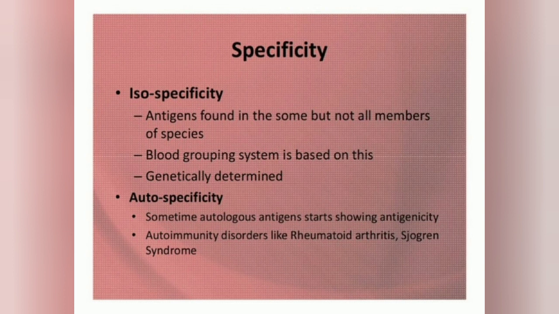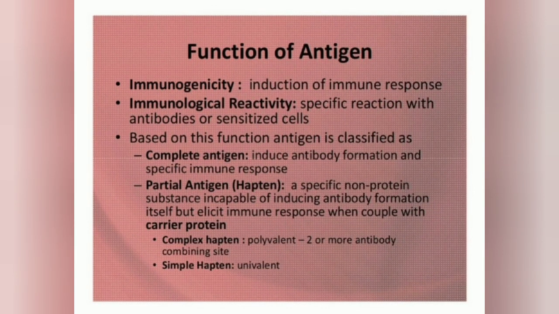What is isospecificity? Antigens found in some but not all members of a species. Blood group systems are based on this, genetically determined. And what is autospecificity? Sometimes autogenous antigens start showing antigenicity, causing autoimmune disorders like rheumatoid arthritis and Sjogren's syndrome.